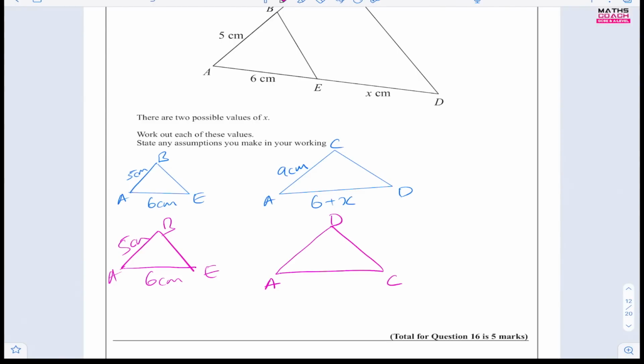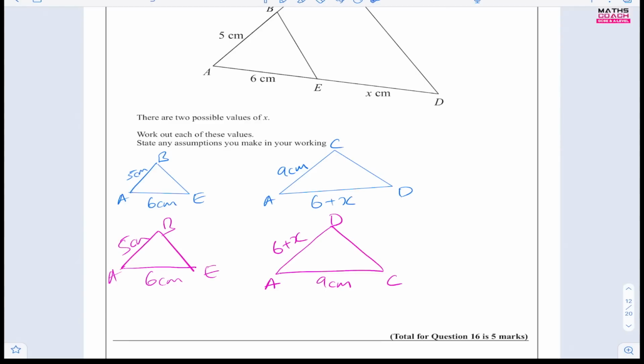So A to D here could be 6 plus x, and A to C is 9 centimeters, which we could have down here. So now what will happen is this side will be with that side, and this will be with that one. Now, why do I do all this? Because when we calculate the scale factor, this will change what the scale factor is depending on which side we use with which.